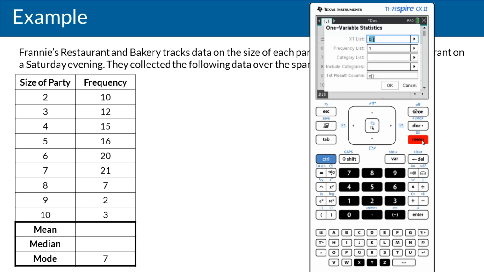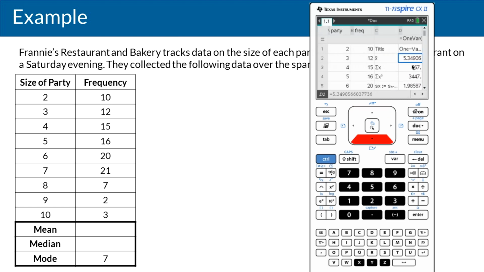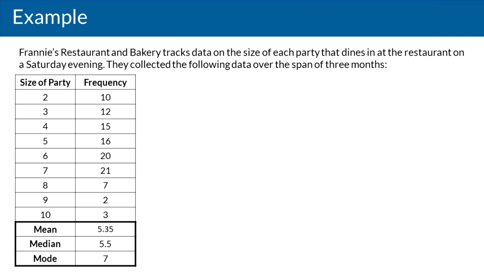When prompted, we'll need to enter in the party size as our X list and our frequency list for frequency. The calculator will paste all your one variable statistics directly into the spreadsheet with the mean at the top and the median further down the list. From this, we're able to determine that the mean party size is 5.35 and the median party size is 5.5.